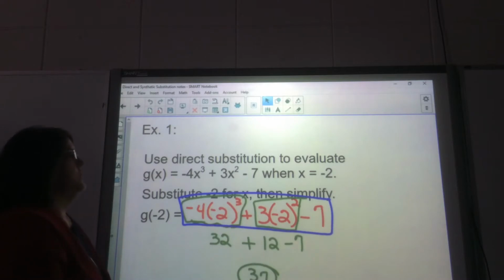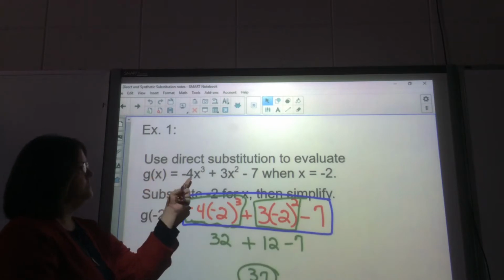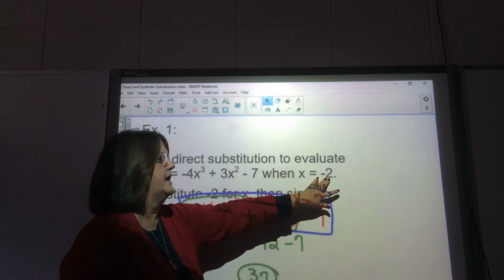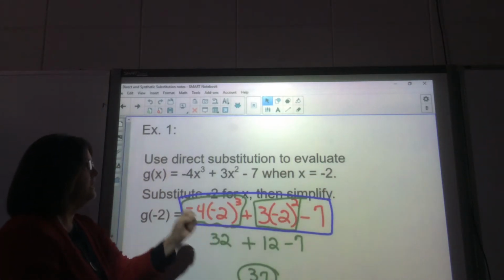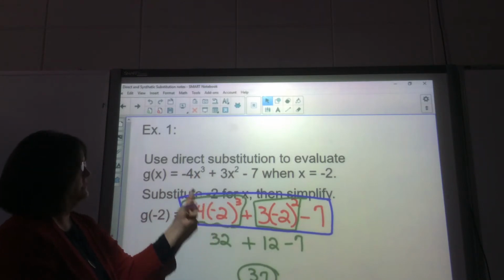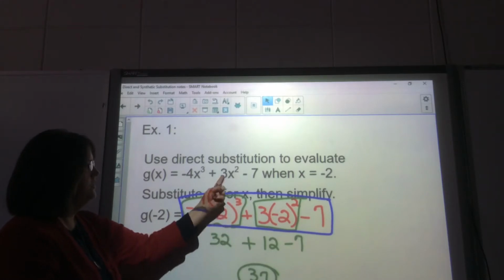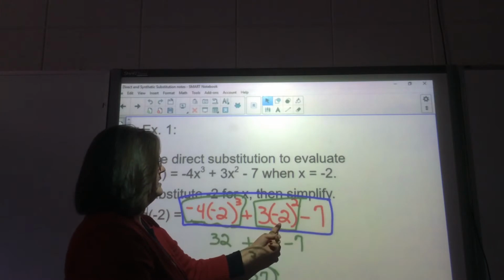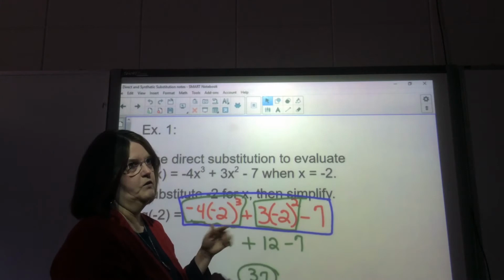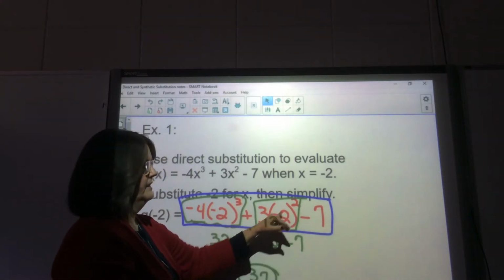All right, when we do, like I said, direct substitution, here is our function. G of x equals negative 4x cubed plus 3x squared minus 7, and they want to know what this is when x is negative 2. You are directly going to put negative 2 in for x everywhere you see x. So when I write this down, negative 4, parentheses, negative 2, cubed plus 3, and you always use parentheses, and the reason you do is because a negative number squared is not negative 4, it's 4. And if you use those parentheses, it denotes that you are squaring the negative symbol as well.